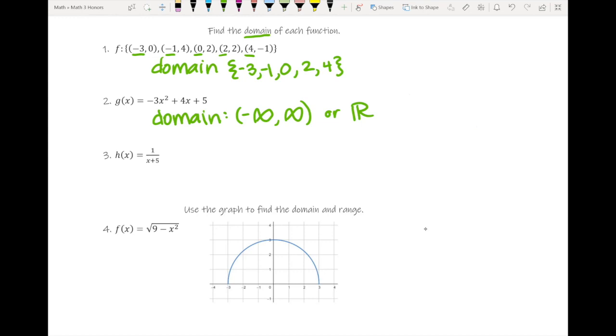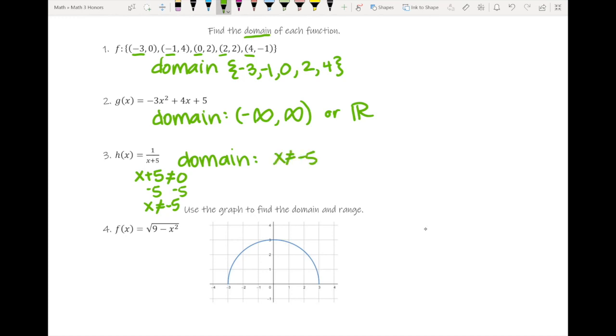For number 3, the domain of this function is going to be all real numbers except for there's this one particular number that I cannot sub in for x, and that's because I can't divide by 0. I don't want x plus 5 to equal 0. X plus 5 cannot equal 0. So if I subtract 5 on both sides, this is saying that my x cannot be -5. So this is everything except for -5.